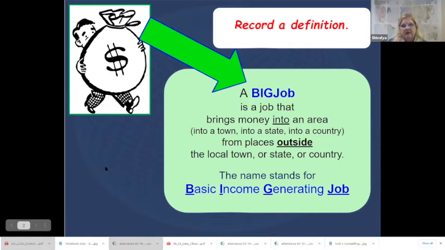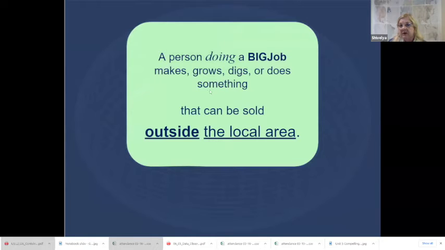So we go through and talk to the students about that. A person doing a big job is going to make something or grow something or dig something up, or maybe they do a service. They're in the service industry. It's something that can be sold outside of our local area. You can have students brainstorm a little bit to see if they are on the right track, because sometimes their own personal experience or family experiences may be a little more than what they understand. So this is a really good opportunity to build in some class discussion.